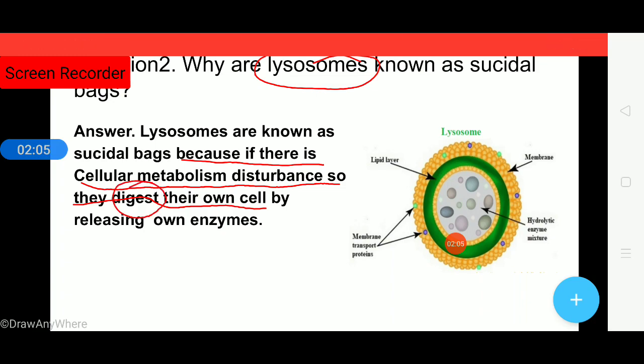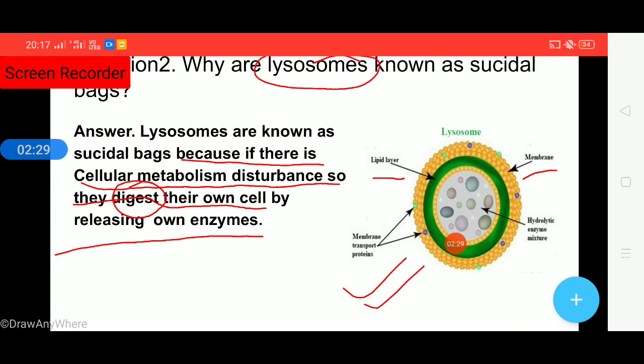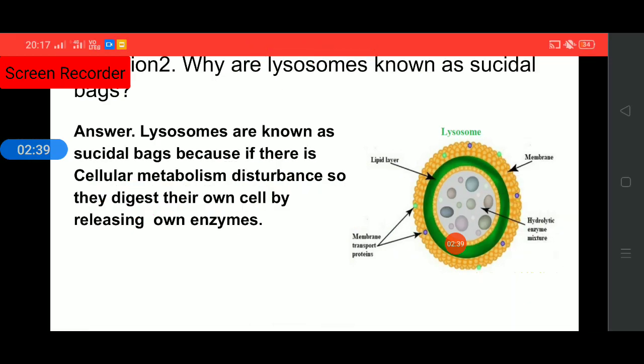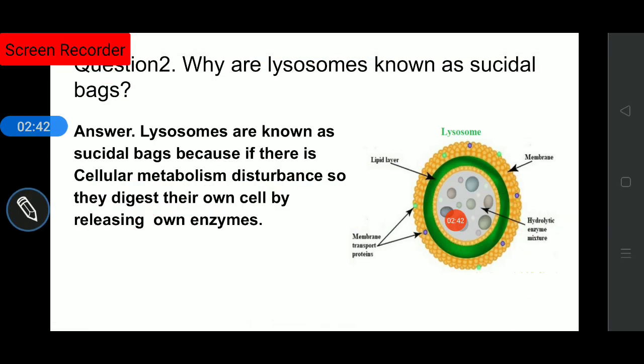Here the word digest means destroy. So lysosome destroys their own cell by releasing own enzyme. So we can say lysosome is known as suicidal bag. So here the diagram of lysosome. We can see the inner layer, lipid layer, and the outer we see the membrane and membrane transport protein, and the inner solution is hydrolytic enzyme mixture. So let's go through the third question.